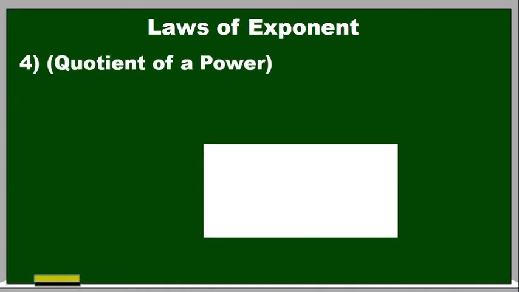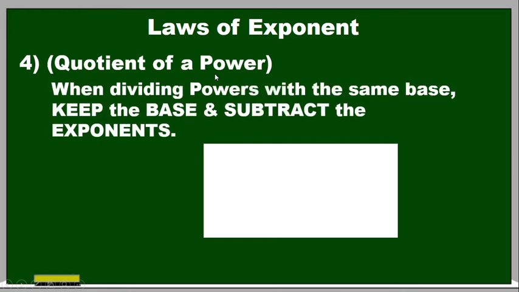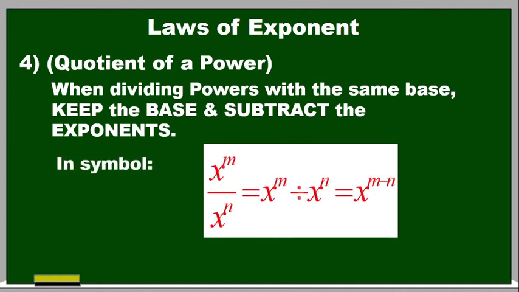Another one, we have quotient of a power. When dividing powers with the same base, keep the base and subtract the exponents. In symbol, we have x raised to m over x raised to n, or that is the same as x raised to m divided by x raised to n. So the exponents are subtracted, m minus n.